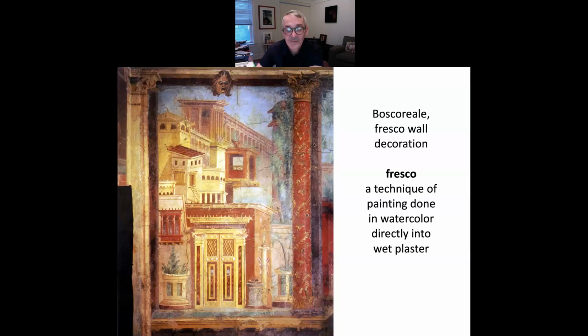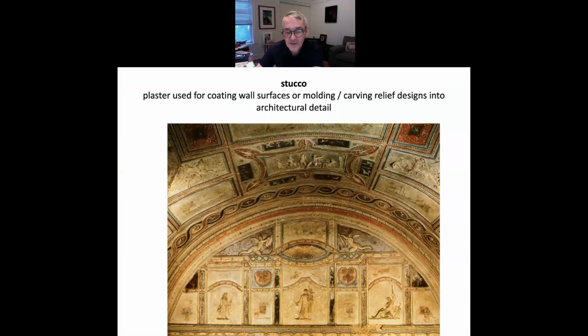And thank you, Vesuvius, for erupting and preserving these cities for us.